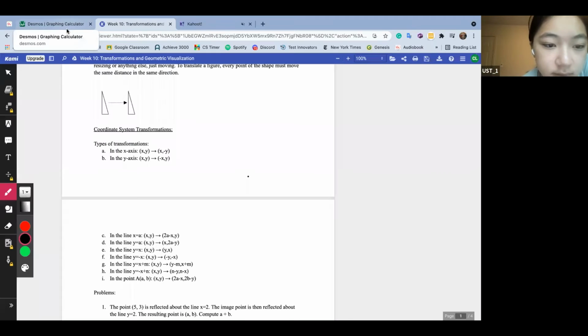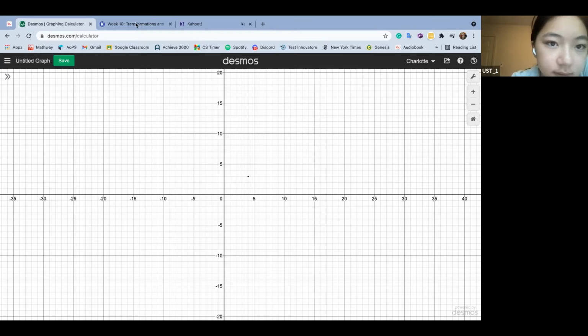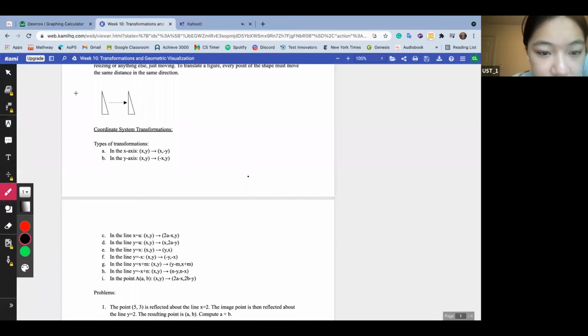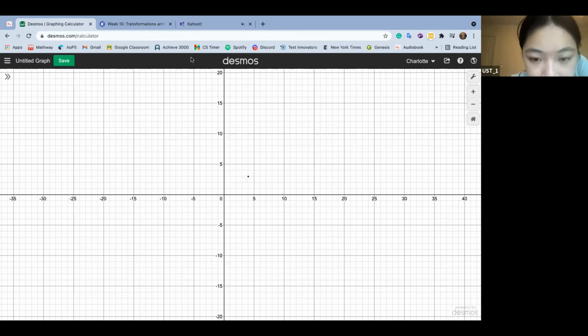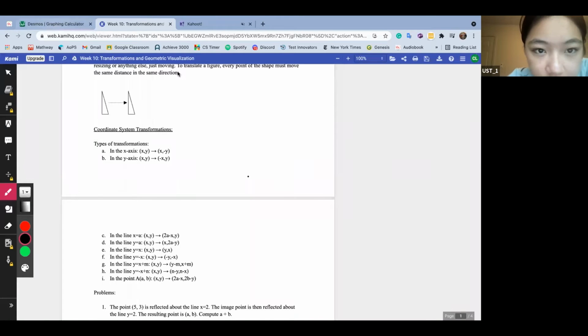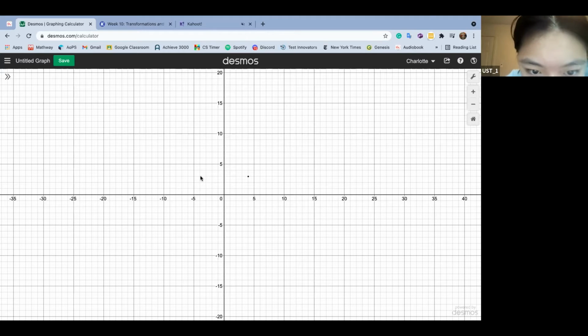So next one is over the y-axis. The y-axis is the vertical axis here. So how this works is you have a point x, y, and it turns into negative x, y. I'm going to use the same example, 4, 3. So translate across the y-axis, the y coordinate stays the same, and the x coordinate becomes negative. This x coordinate is 4, so it'll be negative 4, 3. So that will be the reflection of that point over the y-axis.